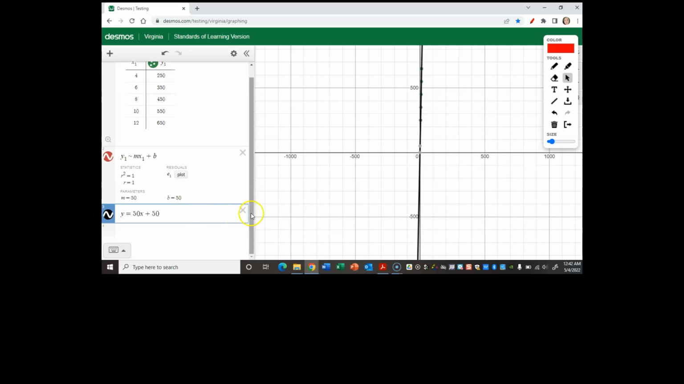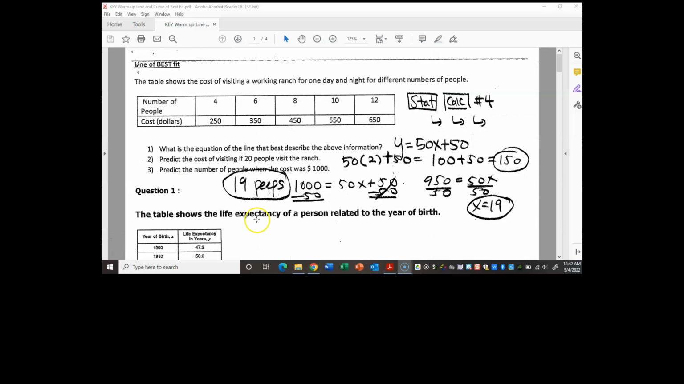Okay. So now we're going to go to the paper and write that information and use it to answer numbers 2 and 3, which are predictions. Go to your worksheet and please write number 1: What is the equation of the line that best describes the above information? y equals 50x plus 50. Please copy that right now on your paper. I'll be collecting this and checking.